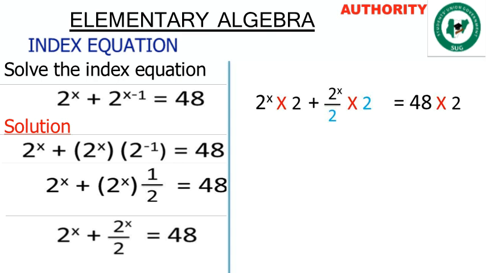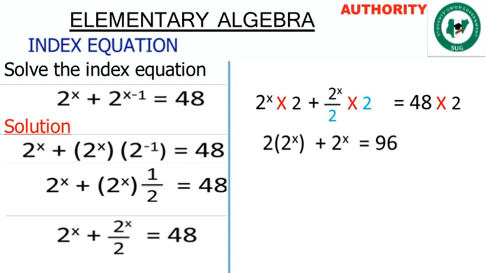So we have 2, you open bracket, 2 raised to power x plus, these 2 we cancel, remaining 2 raised to power x equal to 48 times 2 will give you 96. All right, let's go. We are going to have 2 raised to power x of 2 plus 2 raised to power x equal to 96.